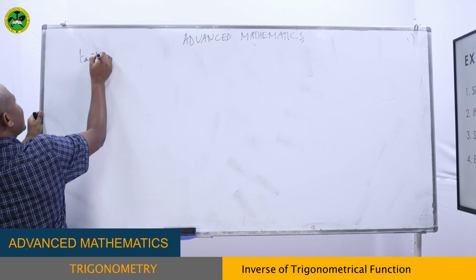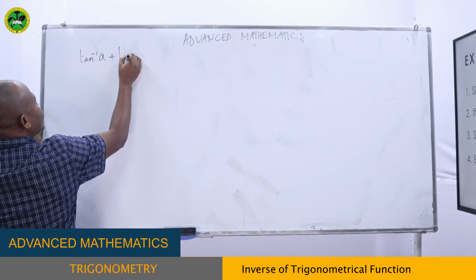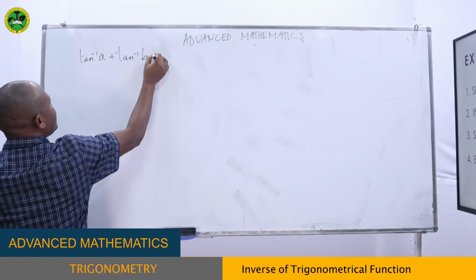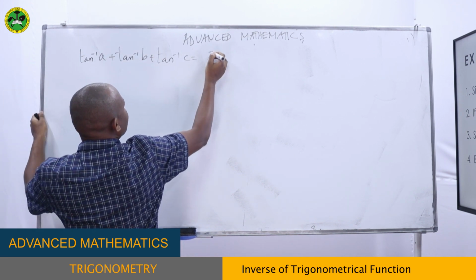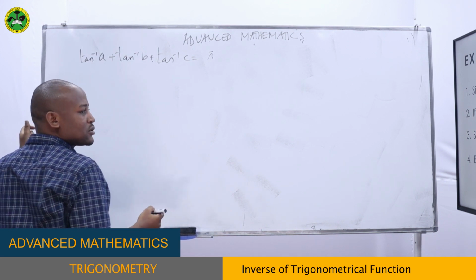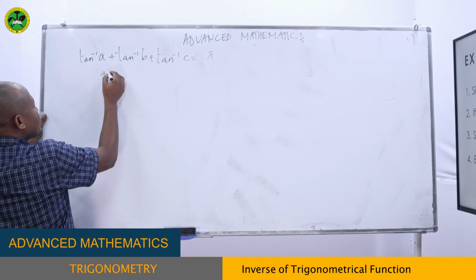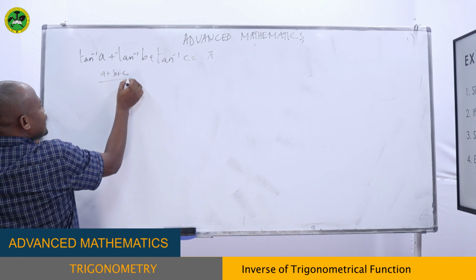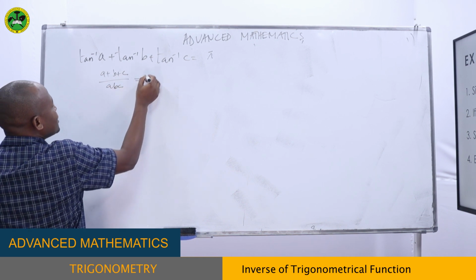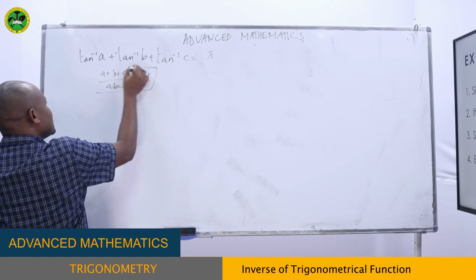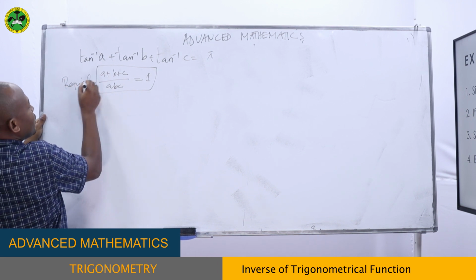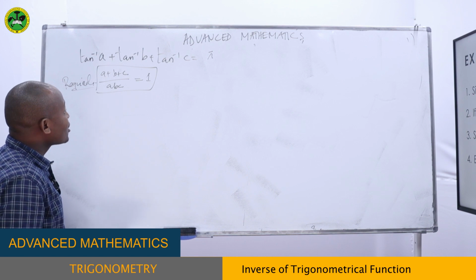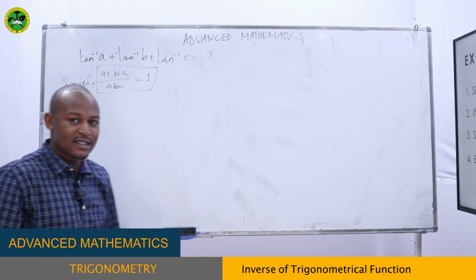So we are told that tan inverse of A plus tan inverse of B plus tan inverse of C equals pi. And what are we supposed to do? We are supposed to show that (A plus B plus C) over ABC is equal to 1. So this is what is required. Let's see how we can do that.